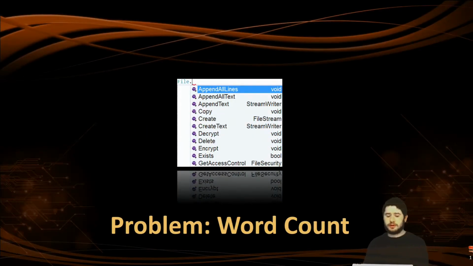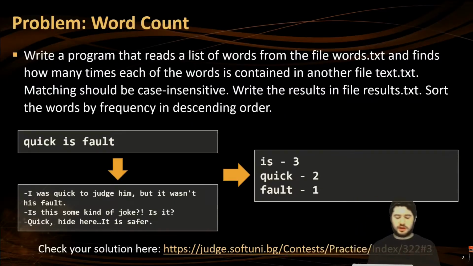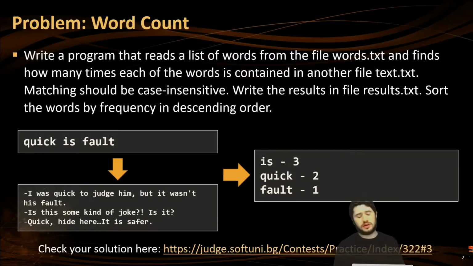The next problem we will solve is called word count. You're given a list of words, and you have to count how many times those words are found inside a given text file. In the end, you should output the frequencies in a third text file, ordered in descending order. And that's the whole task. Pause this video now and attempt it on your own.